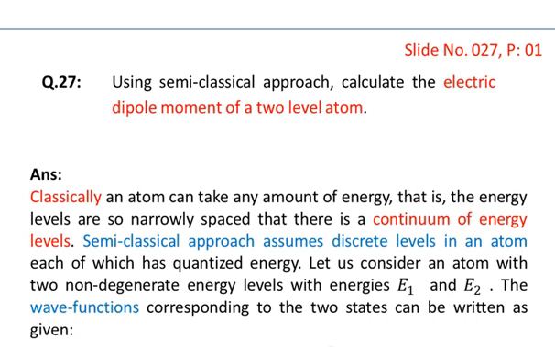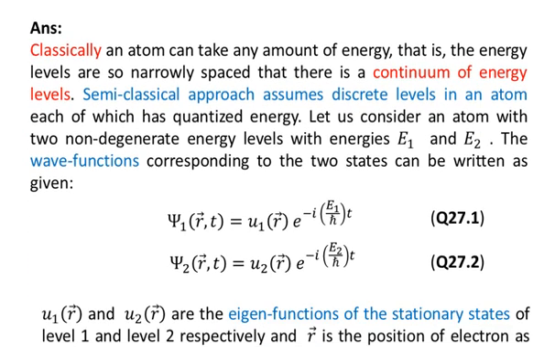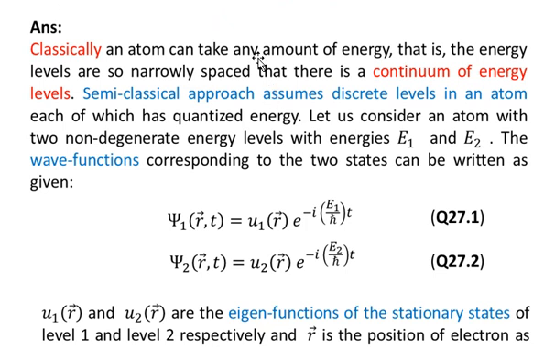The question is, using the semi-classical approach, calculate the electric dipole moment of a two-level atom. Answer. Classically, an atom can take any amount of energy. That is, the energy levels are so narrowly spaced that there is a continuum of energy levels. The semi-classical approach assumes discrete levels in an atom, each of which has quantized energy.